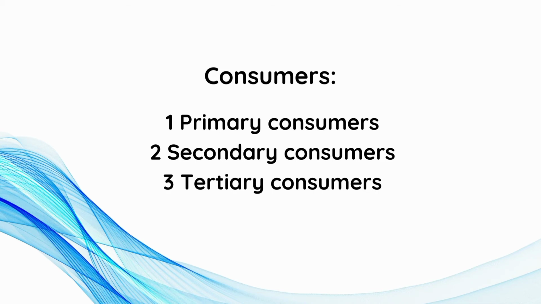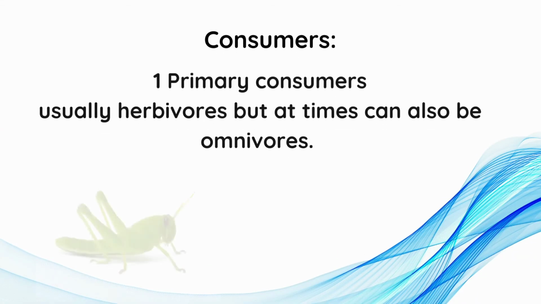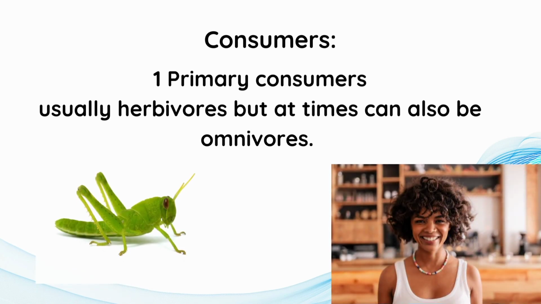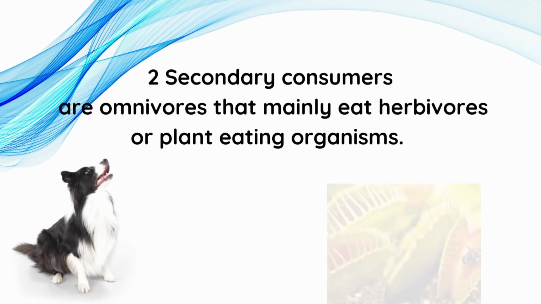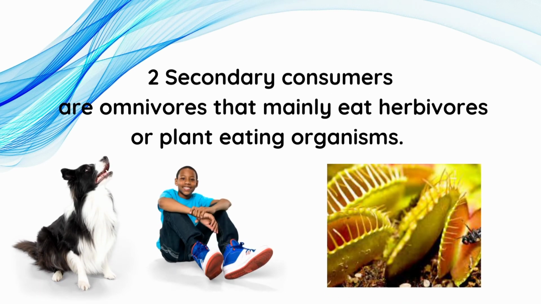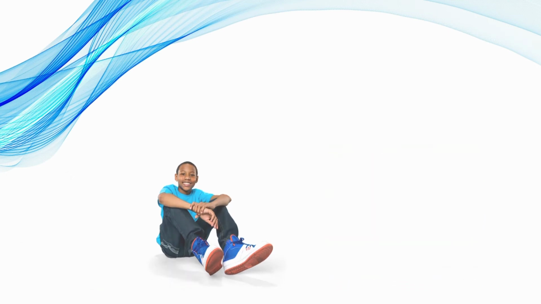There are three types of consumer: primary, secondary, and tertiary. Primary consumers are called herbivores. They eat only plants. Examples are grasshopper and cow. Then we have secondary consumers, which are called omnivores. Omnivores are animals that eat both plants and other animals. Human beings are an example of omnivores.